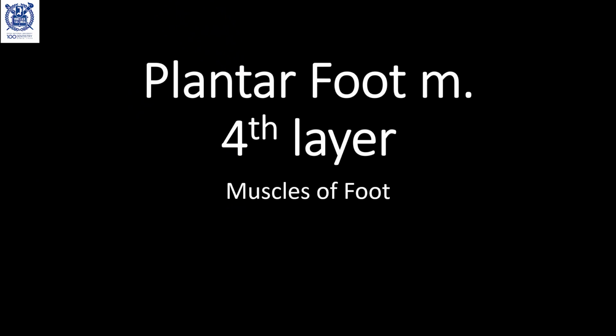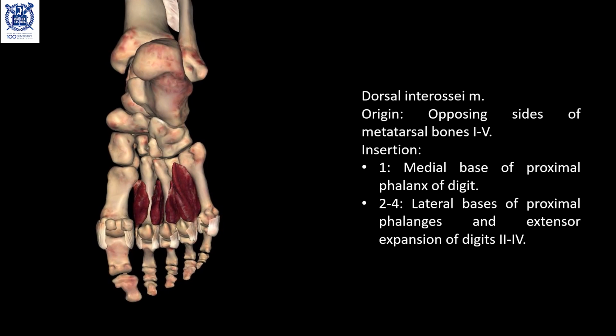The final 4th layer. Dorsal interosseous muscle. Origin, opposing sides of the metatarsal bones from 1st to 5th. Insertion. First one is medial base of proximal phalanx of digit. Second to 4th, lateral bases of proximal phalanges and extensor expansion of the 2nd to 4th digits.